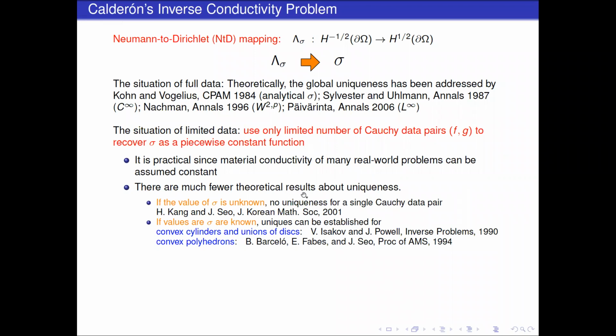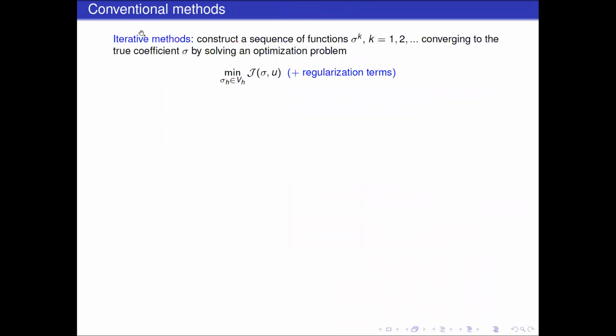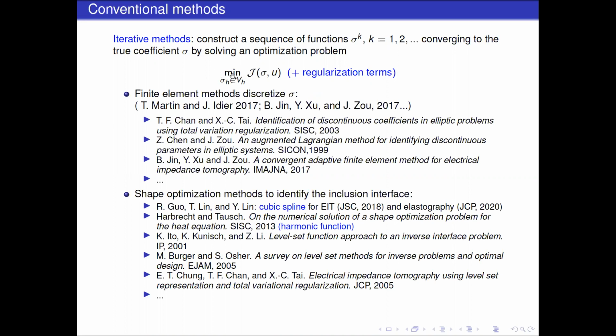Okay, so a very popular traditional type of method is to use the iterative method for reconstruction. We construct a sequence of functions that is supposed to converge to the true coefficient. This is done by minimizing a cost function. This functional to be minimized in general measures the mismatch between the simulated data and the actual data.